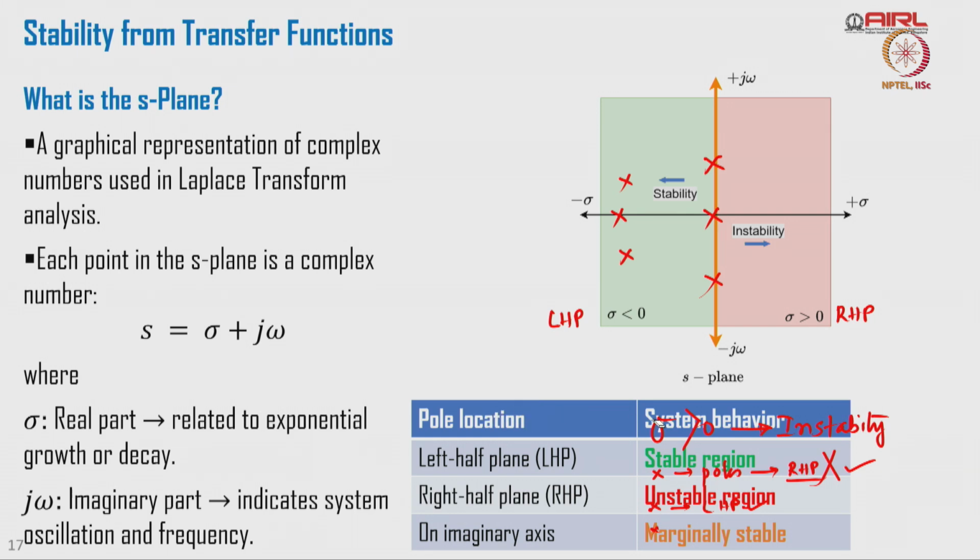So, if you see here the pole locations, if we place them in the left half plane, then it will give a stable region. If we put them in the right half plane, which is denoted here as a red block, that means danger, it is an unstable region. And on the imaginary axis, if we are having poles, then it is not as dangerous as the unstable region, but it is not as safe as the stable region either. So, we call it the marginally stable region of the system.